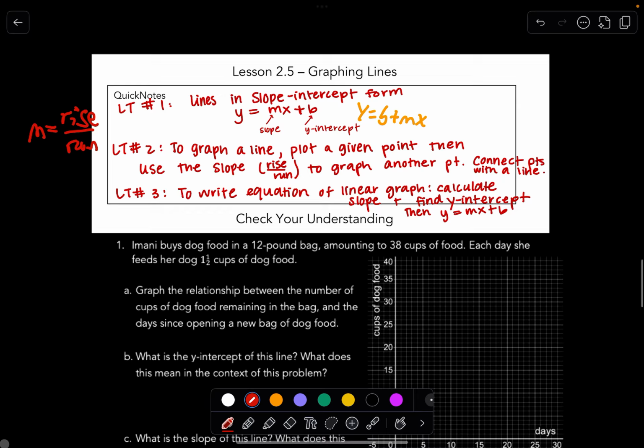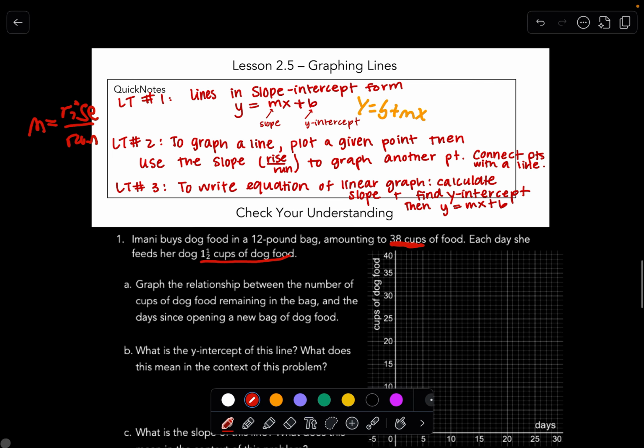So here it goes. Imani buys dog food in a 12-pound bag amounting to 38 cups of food. Each day she feeds her dog 1.5 cups of dog food. Graph the relationship between the number of cups of dog food remaining in the bag and the days since opening a new bag of dog food.